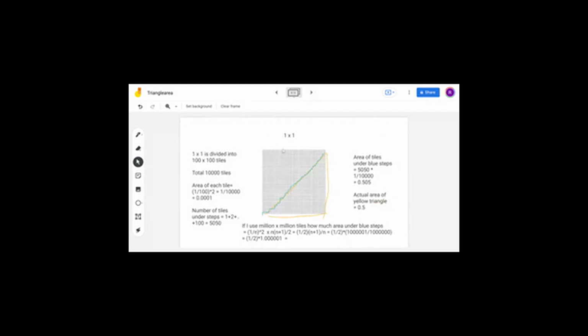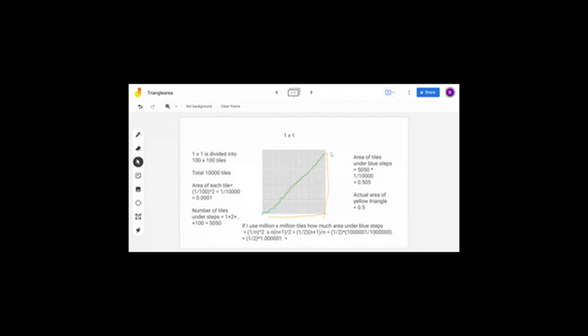Like I made 100 by 100. So 10,000 small tiles I made. Right? Each tiny square here is 1 by 100 by 1 by 100. Okay, so there are 10,000 tiles here. And when we make 10,000 tiles, then for the triangle, how many tiles are there in the triangle?